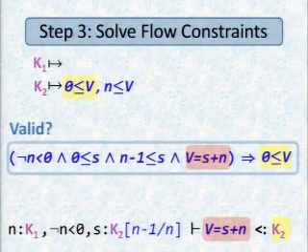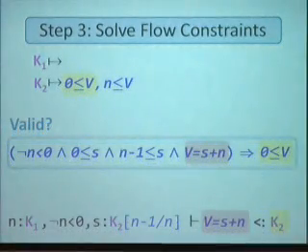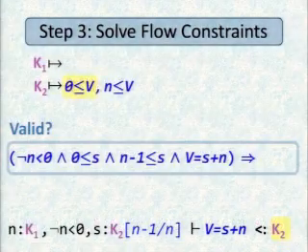Is value greater than 0? Well, let's see. Value is equal to S plus n. S is greater than 0. And what do we know about n? n is greater than 0 as well, right? From here. And so this implication holds. So we hang on to that one.